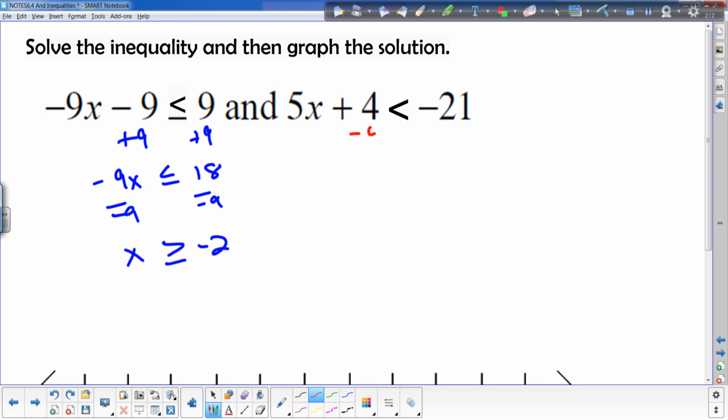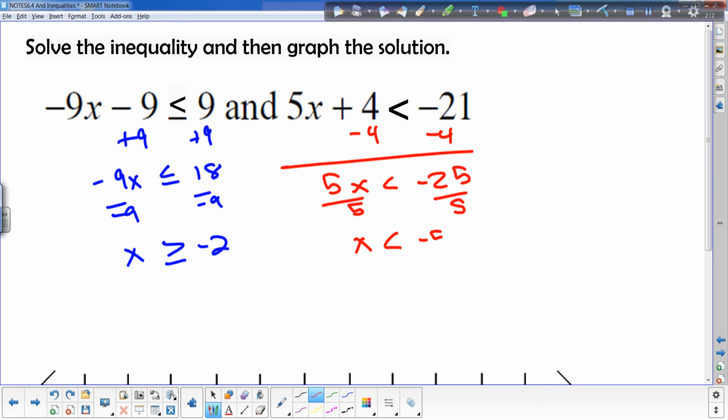When I come over here, I'm going to subtract 4 from both sides. I get 5x is less than negative 25. Divide by 5. Do I need to switch the sign here? Yes or no? What do you think? No, I don't. I know this is a negative number here, but I'm not dividing both sides by a negative number. I'm dividing by a positive 5. The answer just happens to be negative.